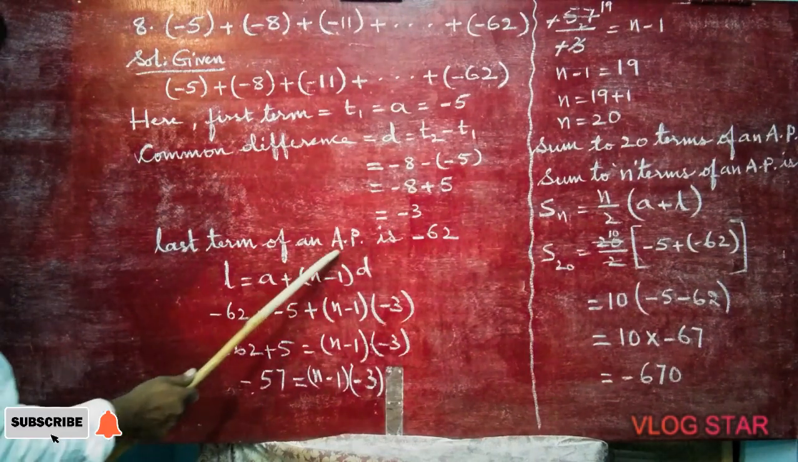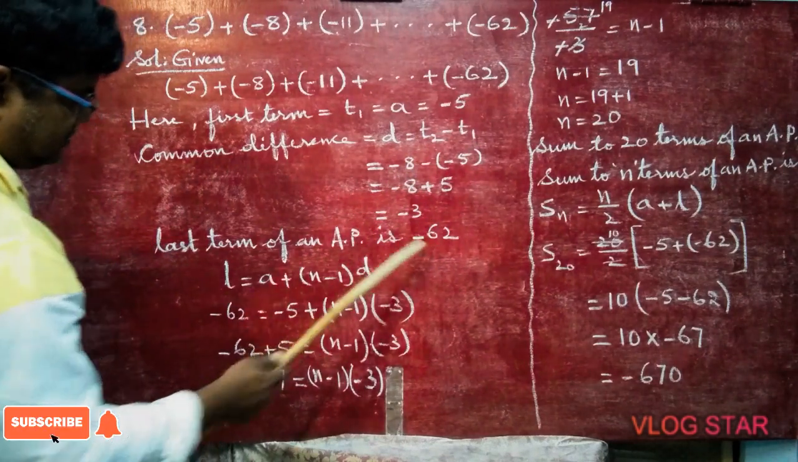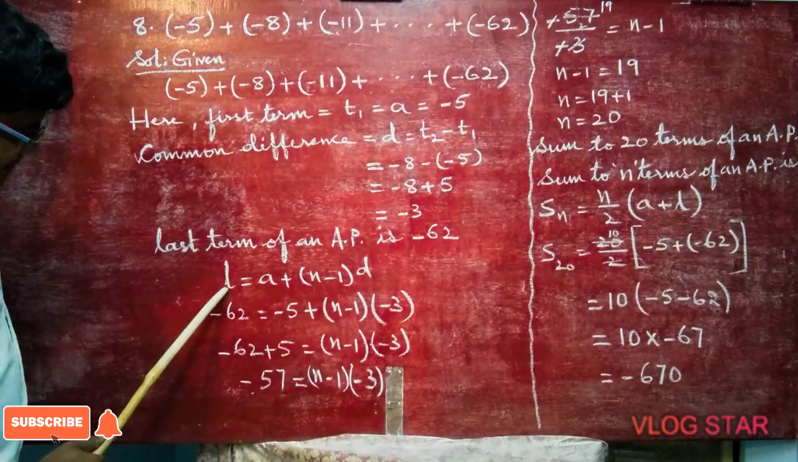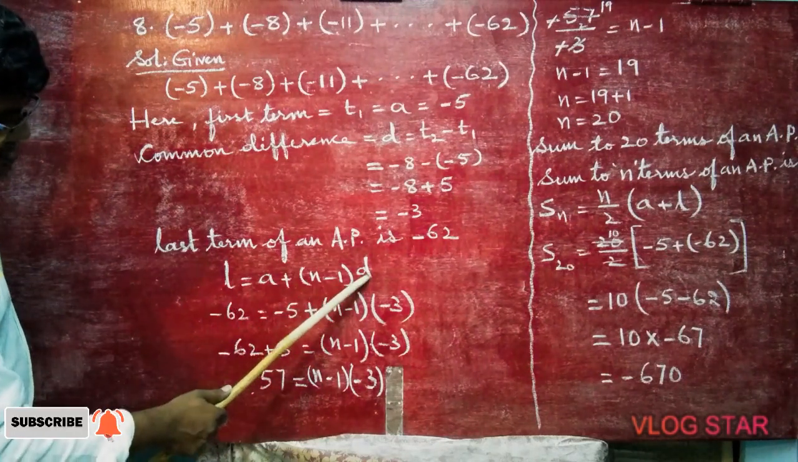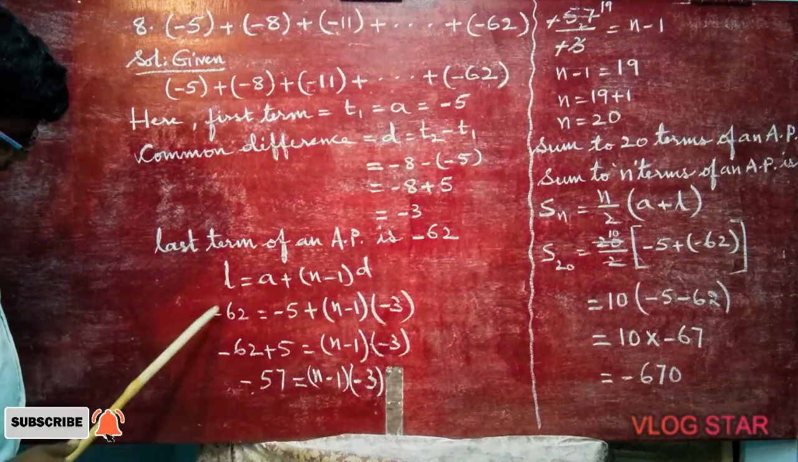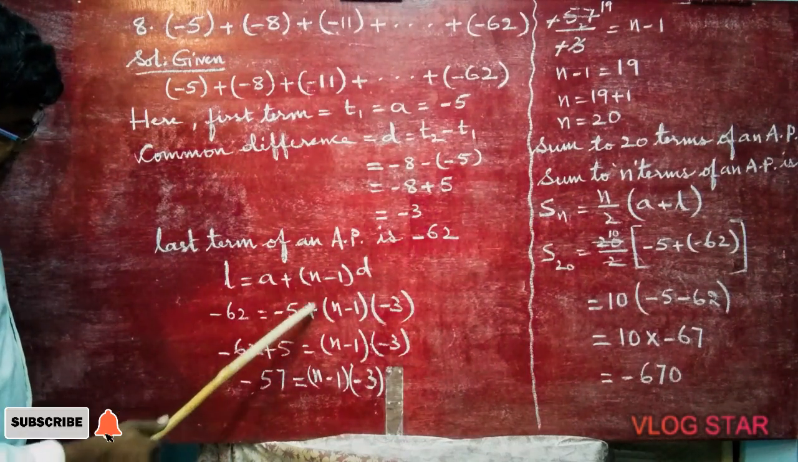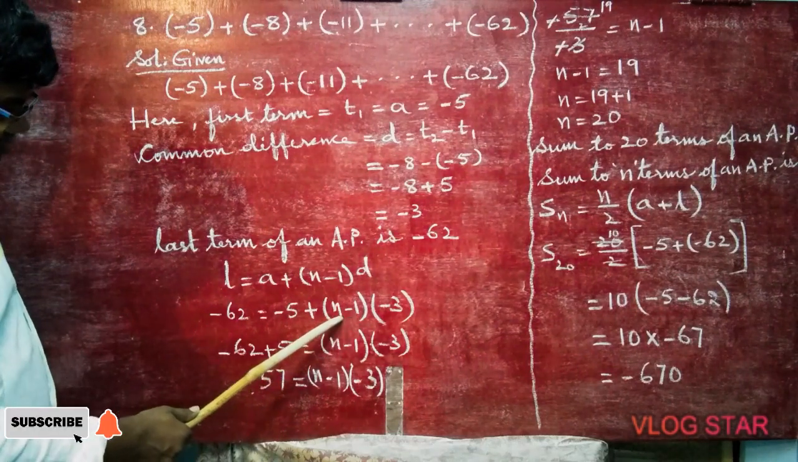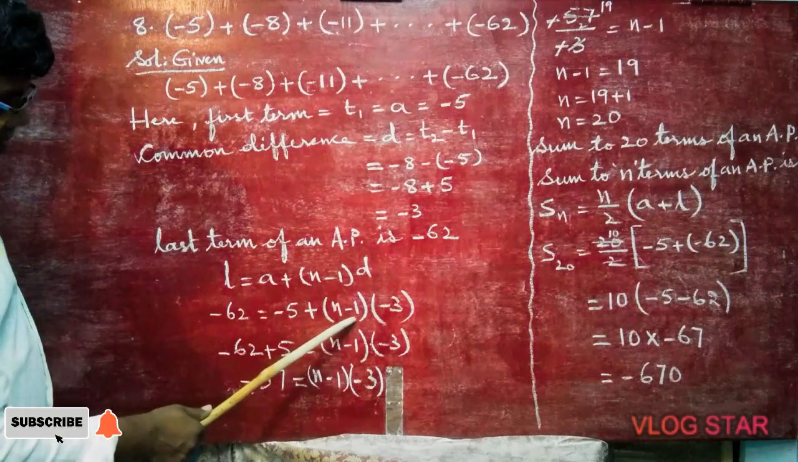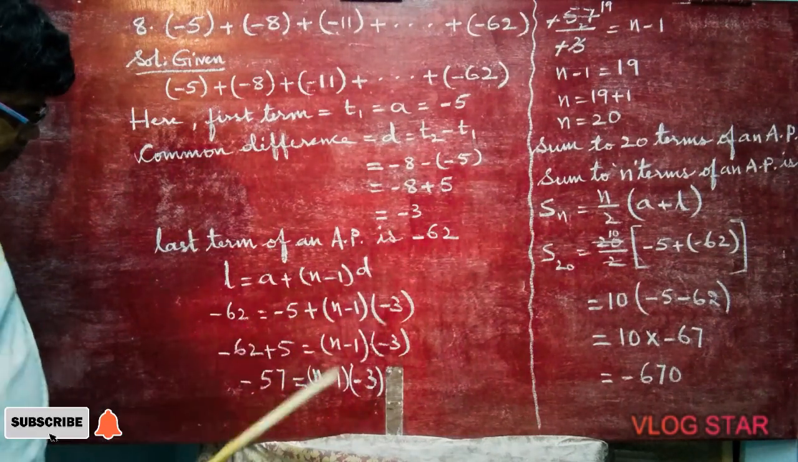Now the last term of the AP is minus 62. What is the last term? Minus 62, and we represent it with L. L is equal to A plus N minus 1 into D. This is the formula. In the place of L, minus 62 is equal to, in the place of A, minus 5 plus N minus 1. Which term it is, we don't know. We are going to find that with this. N minus 1, and D we got as minus 3. Substitute this minus 3 here.